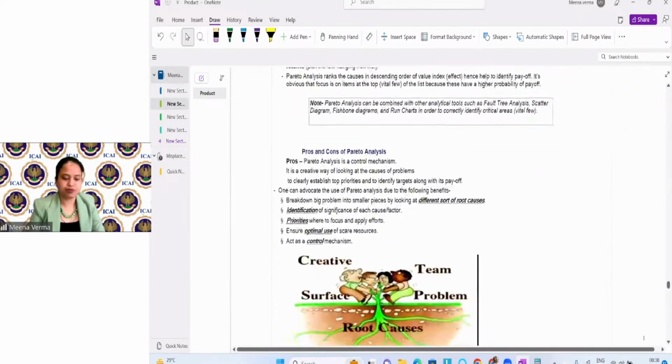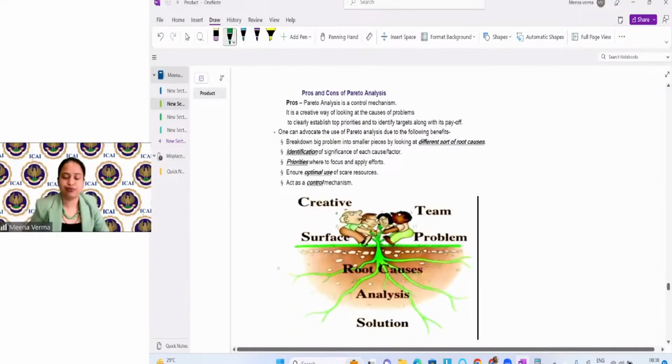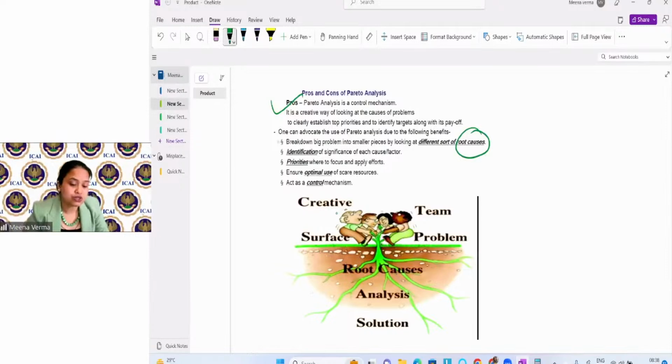Then what are the pros of Pareto analysis? Pareto analysis will help you to identify the root cause of the problem. What is the root cause of the problem for the company? It will help to identify all the root causes of the problem. And accordingly, you will prioritize.